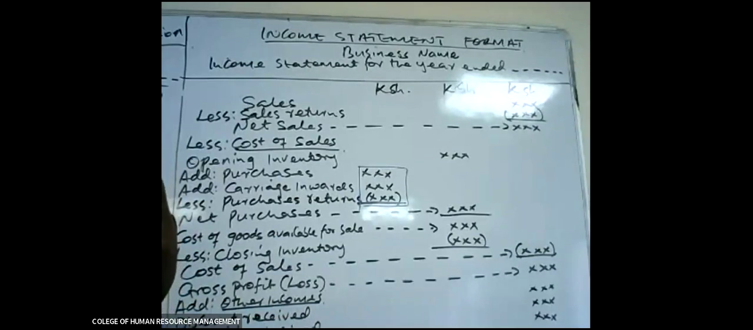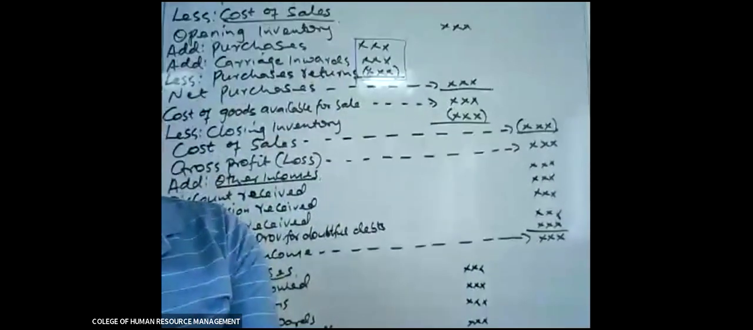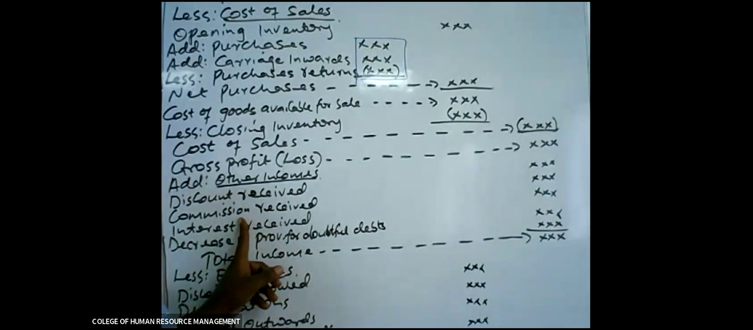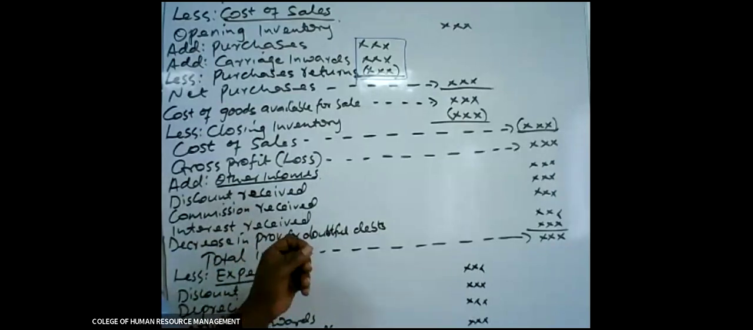Once that is done, you now ask yourself, apart from the business of buying and selling stock, does the business generate other incomes? Do we have other sources of income apart from buying and selling of goods and services? Then if there is, you are going to add them to the gross profit or loss. The other incomes can be the discount that you received from your suppliers, you treat it as an income. The commission that you received in the process of operating the business, if there is some investment that you have made and they are earning interest, the interest received and decrease in provision for doubtful debt.